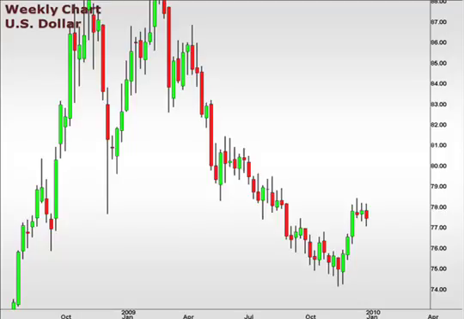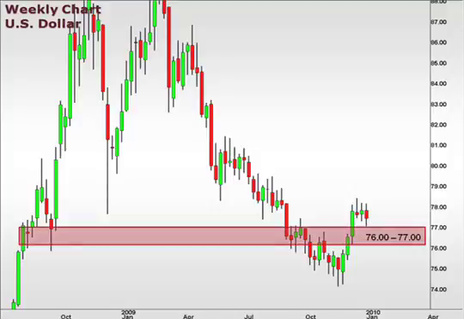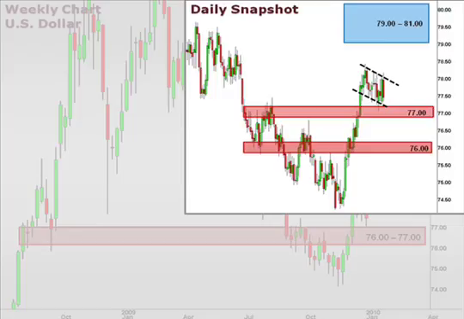Let's take a look at our weekly chart of the US dollar index. Well, the US dollar lost some ground this past week against most major currencies, but continued to hold above this 76.77 focal zone. We continue to anticipate a push into the 79.81 box. Now, the daily snapshot reflects more clearly the formation of what appears to be a bullish continuation flag, with the 77 zone being an important near-term support.